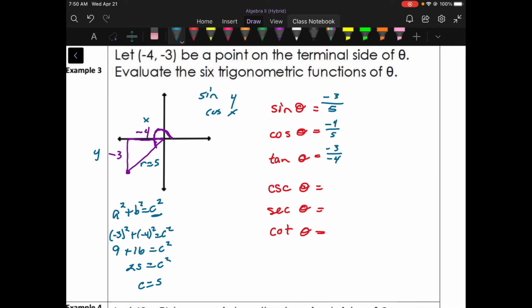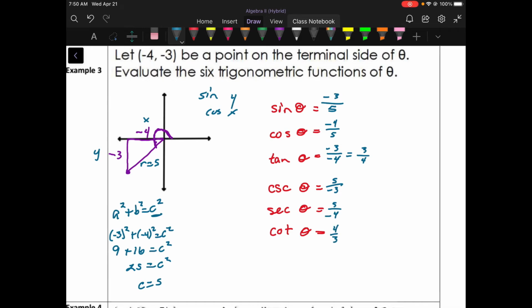Cosecant is the reciprocal of sine, so 5 over -3. And that negative, it doesn't really matter where it's at. If there's one negative, the whole fraction's negative. Secant, I should probably clean up tangent here. -3 over -4 is positive. 3 over 4, those two negatives would make it positive. Secant is 5 over -4, and then cotangent would be 4 over 3.